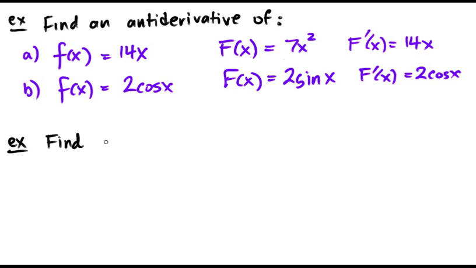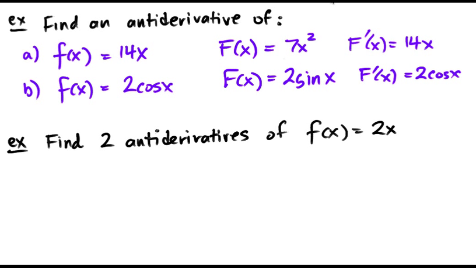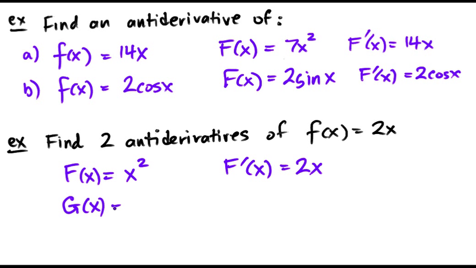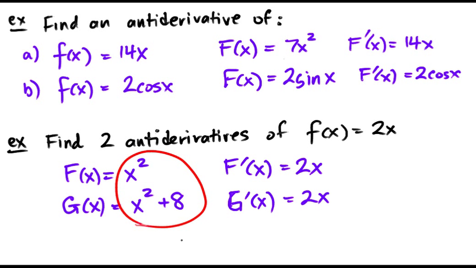We can extend this type of questioning and show that there's more than one antiderivative that can actually work. For instance, find 2 antiderivatives of f of x is equal to 2x. So one answer that you might come up with is x squared, because when you take the derivative of x squared, you end up with 2x. But another answer is x squared plus 8, because when you take the derivative of x squared plus 8, you also get 2x. So you'll notice here that there are many solutions.